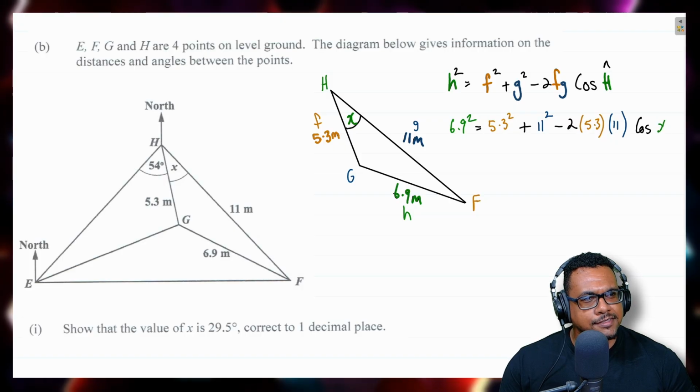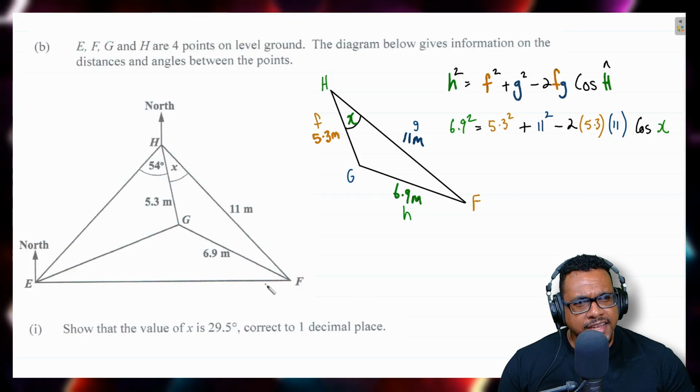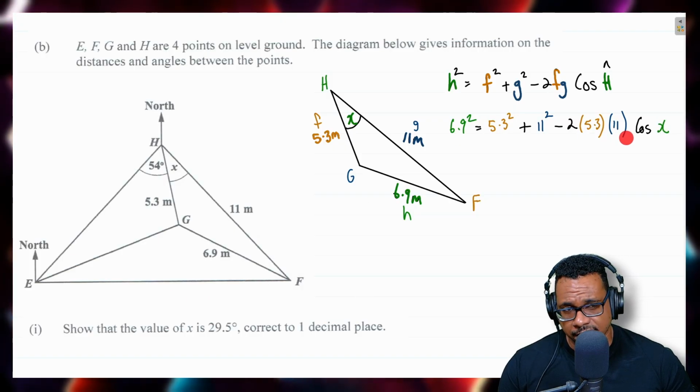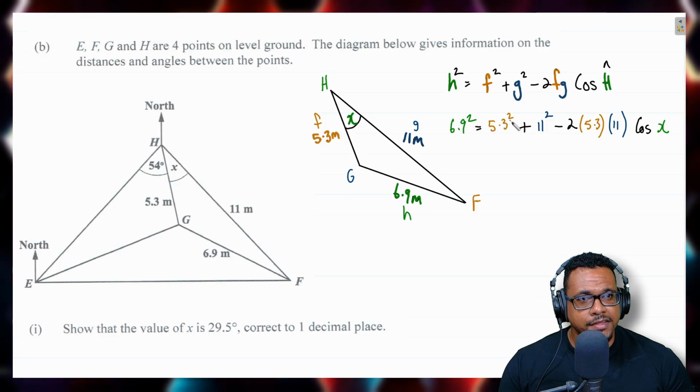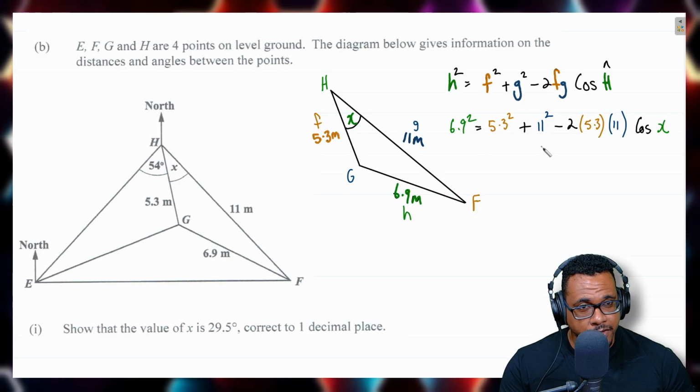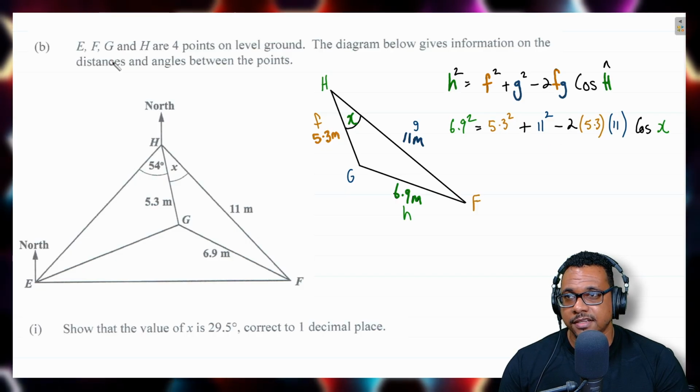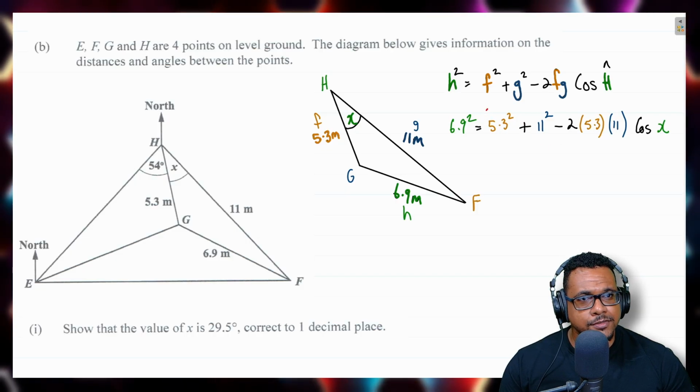All right, so x. Now, what I like to do is to work all this out on the calculator. So I'll work out the 6.9 squared, write the answer here. Then I'll work out all this here. But remember, on the calculator, this goes together. Let's put some brackets. All right, so brackets here.